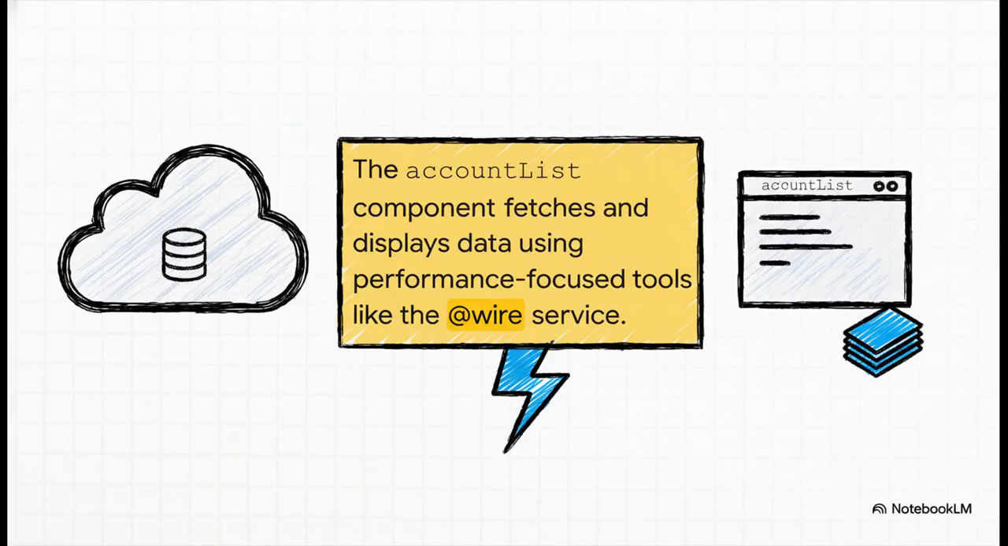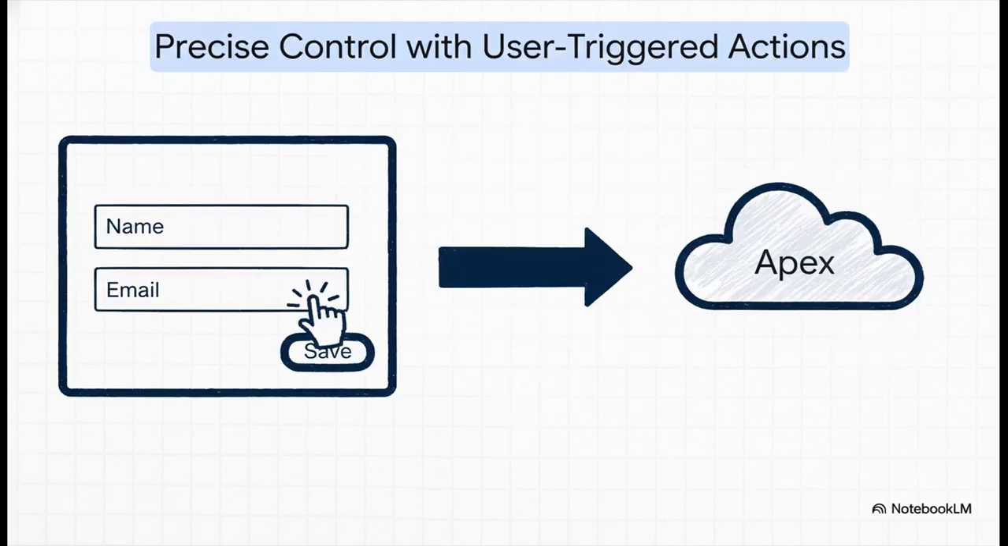Okay, so let's talk about one of those feature components, like our account list. This is where the real work gets done. It's responsible for grabbing data from Apex, and it uses the @wire service to do it. And that's a huge best practice, because @wire gives us this reactive, cacheable way to get our data, which is amazing for performance.